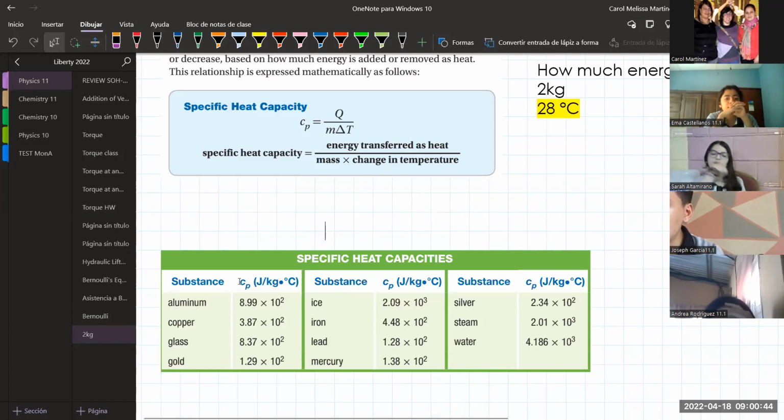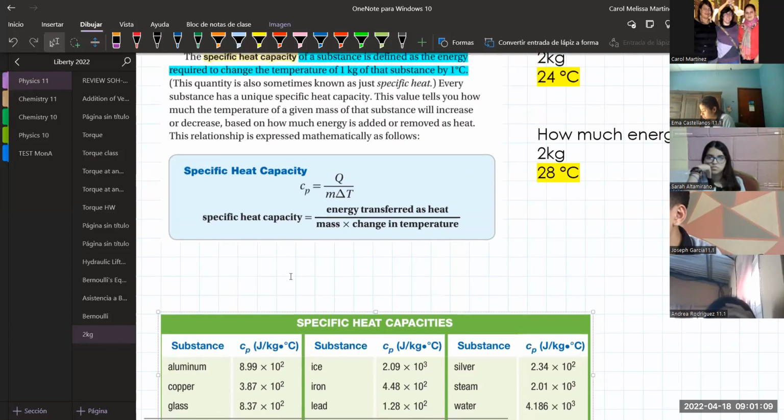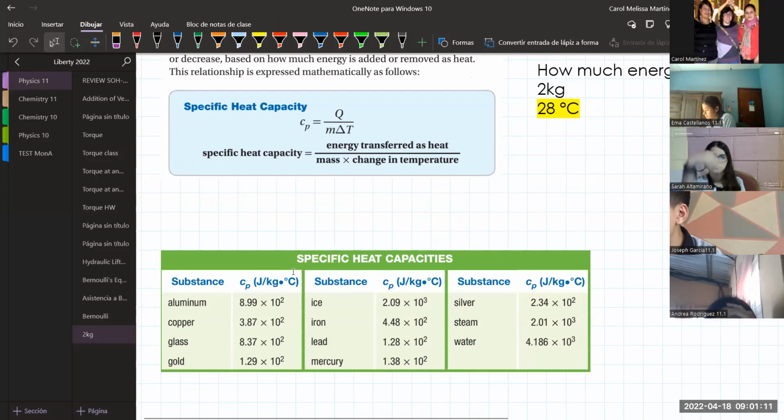Anyways, take a look at the units that specific heat capacity has. So CP, the specific heat capacity, is going to be measured in joules over kilograms Celsius. So energy is measured in joules, mass is measured in kilograms, and change in temperature is going to be measured in Celsius. So if by any chance I give you a different temperature, you have to convert to Celsius. Imagine that I give you Kelvins, you have to convert to Celsius.